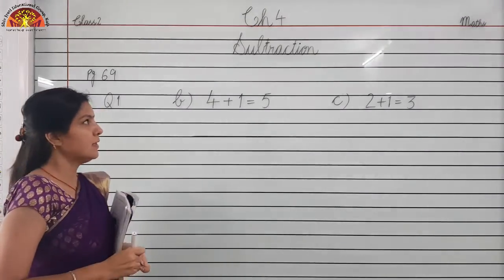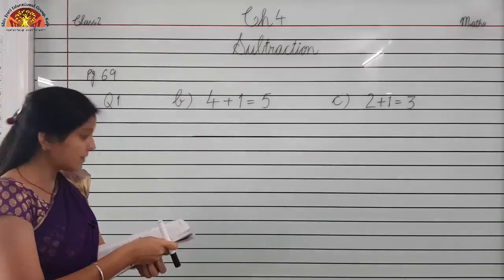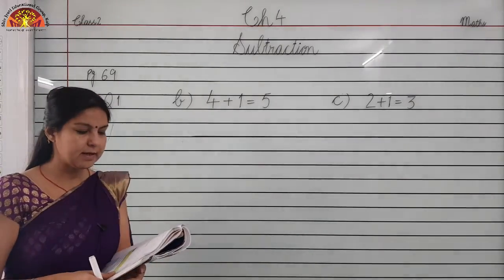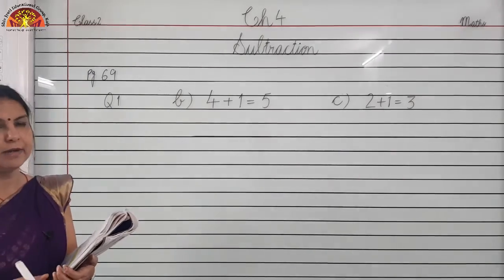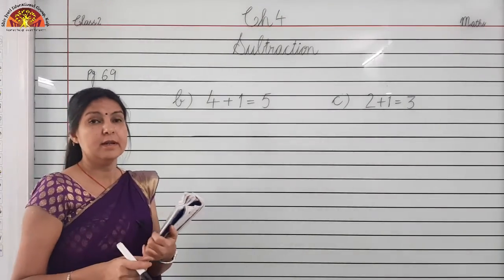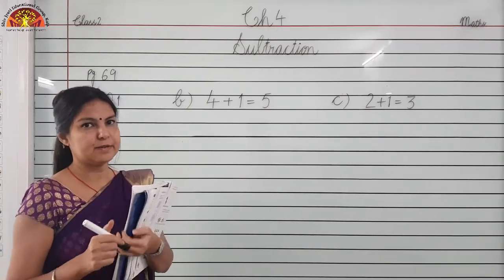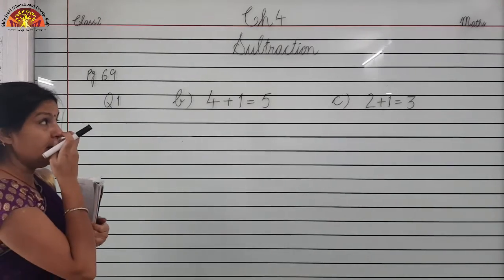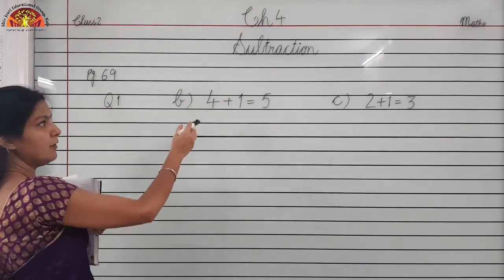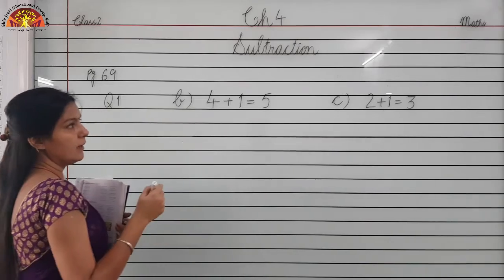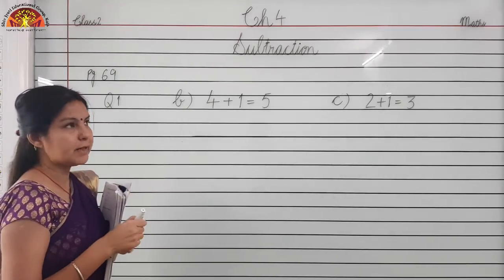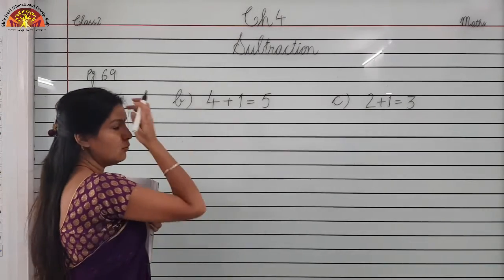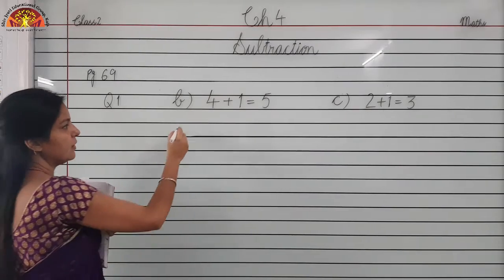Now, children, we will see question number 1 on page number 69. The question is: write the subtraction facts. Here we have to write the subtraction facts. Every addition has 2 subtraction facts. So, when we find subtraction facts, the question will be given in addition, and every addition has 2 subtraction facts. So, we have to find 2 subtraction facts of this.